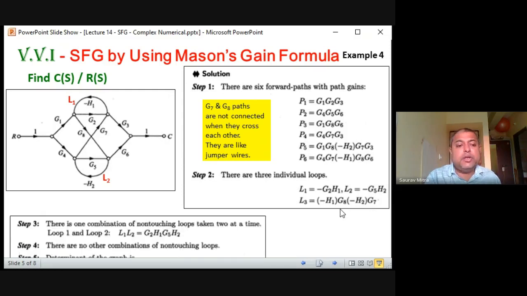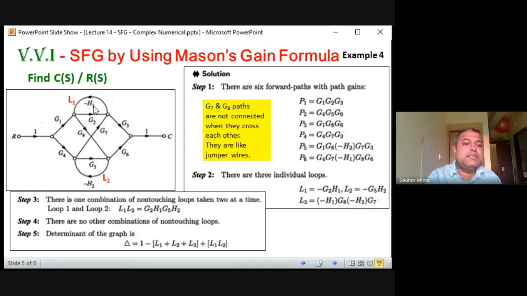And how many non-touching loops are there? Only L1 and L2 are non-touching loops. Three loops are there, but the third loop L3 is touching both L1 and L2. So there is only one combination of non-touching loops. And what is the gain multiplication of that? So H1, H2 and G2, G5. L1 multiplied by L2, you just multiply these two. So the multiplication of non-touching loops will be H1, H2 and G2, G5. That is this loop at the top and this loop at the bottom. And three non-touching loops are not there.